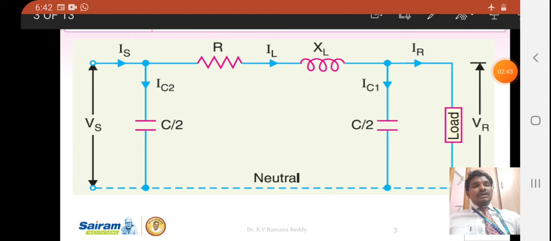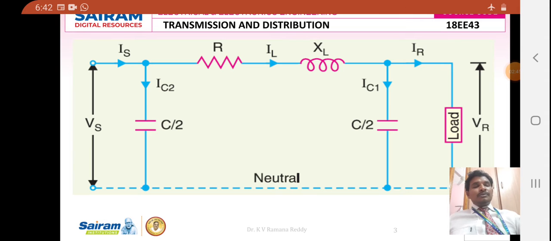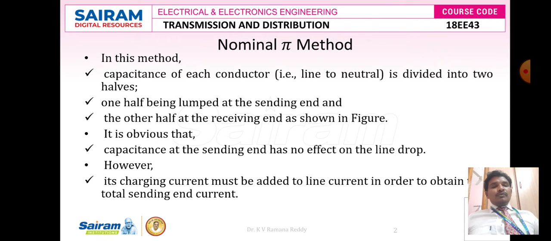So these are the various parameters and their relations with respect to one another. It is obvious that the capacitance at the sending end has no effect on the line drop. However, its charging current must be added to the line current in order to obtain the overall total sending end current. In the nominal T section method, we take the line parameters as lumped parameters. In the nominal pi method also, for a medium transmission line, we take the line parameters as lumped parameters into account, and half of the capacitance is taken as reference at the sending end side and half at the receiving end side.